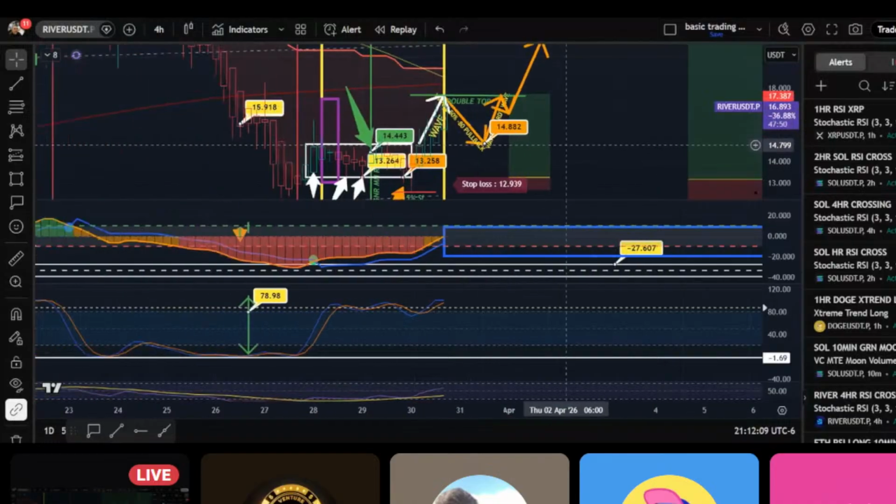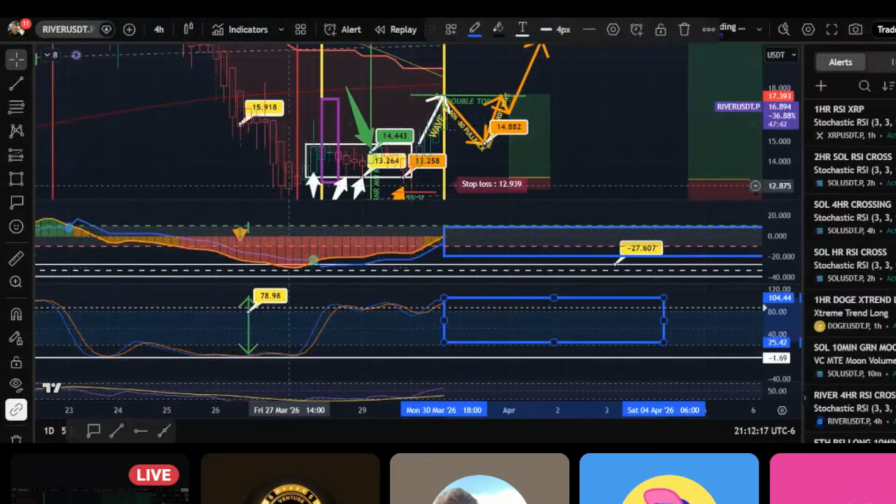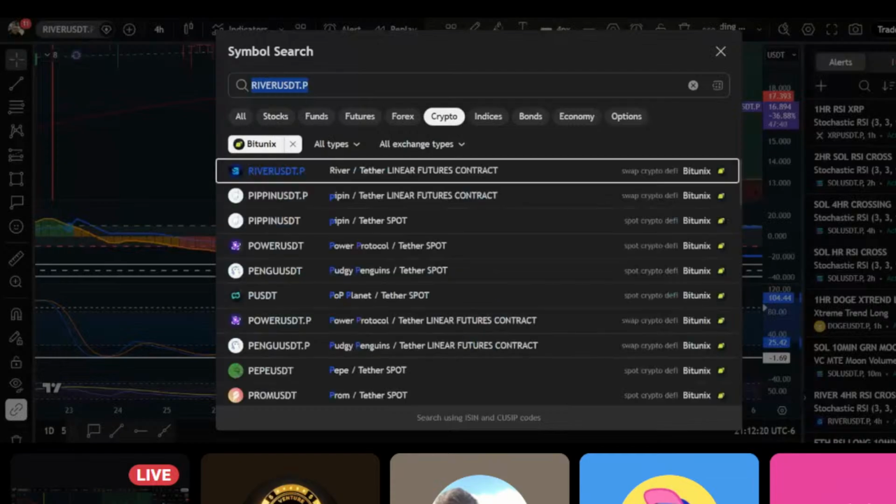So now what I want to do here is that we got River set up. I know I'm going to come back to this blue box and see how it turns out. Now I want to take a look at the same scenario, but I'm going to go to Doge.